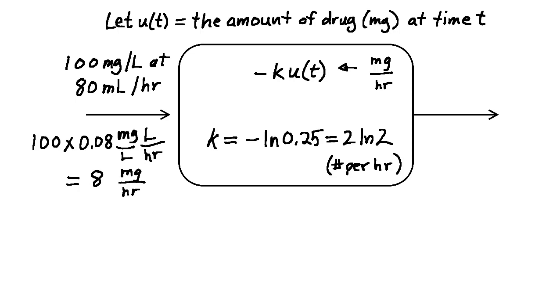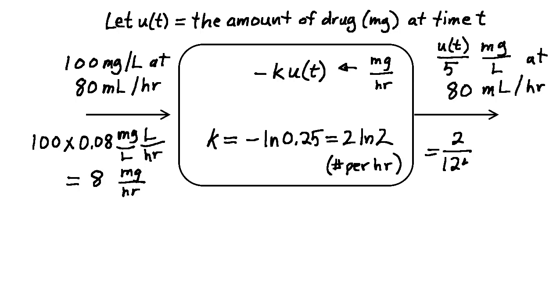If we assume that there is no net gain in volume inside the system, then we need to account for loss of drug due to excretion. Given that the patient has 5 liters of blood, we can model the concentration of drug as U of t over 5 in milligrams per liter. This solution leaves the system at 80 milliliters per hour to balance inputs from the IV, meaning that 2 over 125 times U of t milligrams of drug per hour is lost from the system.